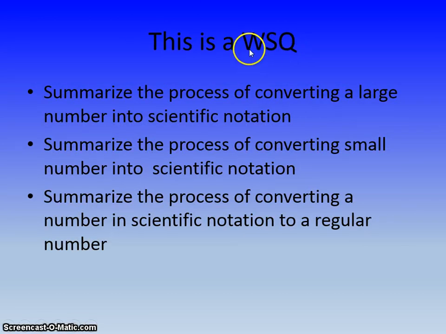So you're going to watch this video, and you're going to summarize. I gave you some ideas that I want you to talk about in your summary. I need you to talk about how to take a large number and put it into scientific notation. I need you to talk about taking a small number and putting it into scientific notation. And I want you to summarize the process of taking a number in scientific notation and making it just a regular number. All right? And then you will ask your question at the end of your summary.